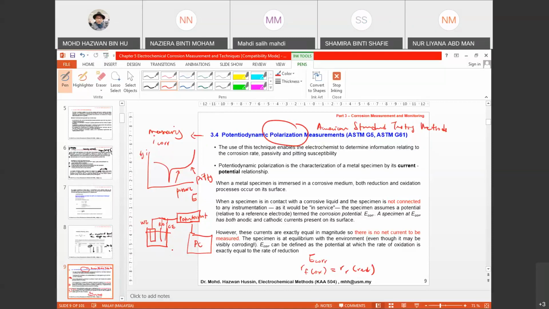Okay. After you have connected all these three electrodes to a potentiostat, the first process that you will undergo is known as OCP. This is mentioned over here. So what is meant by OCP? OCP means open circuit potential.